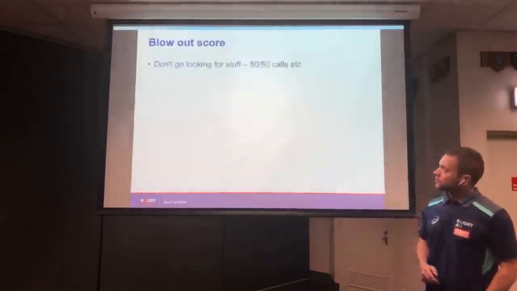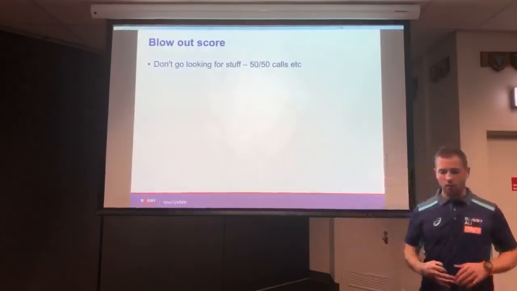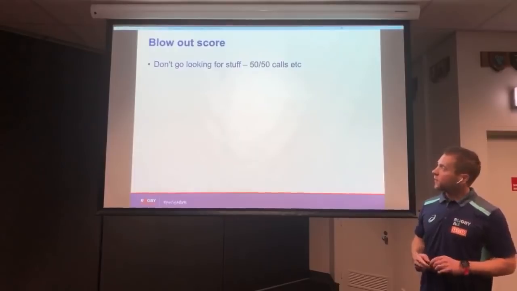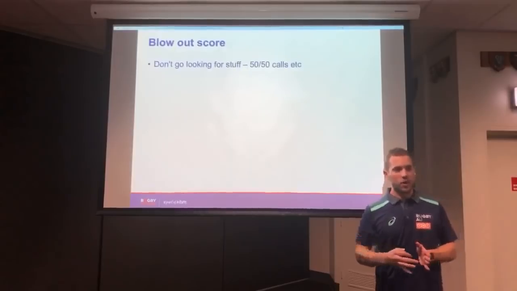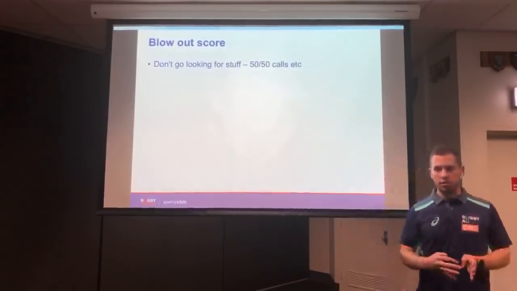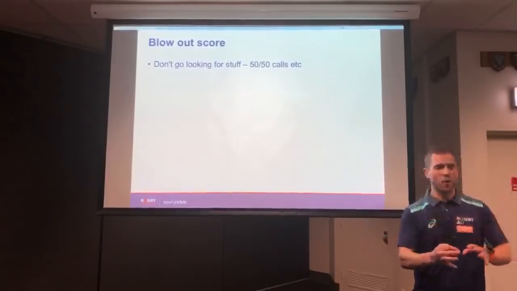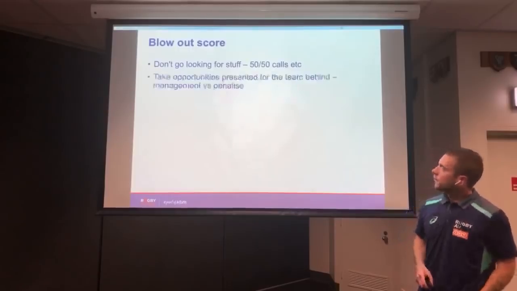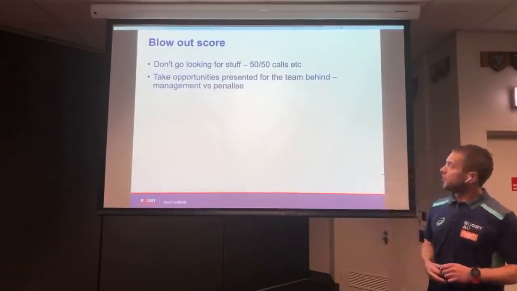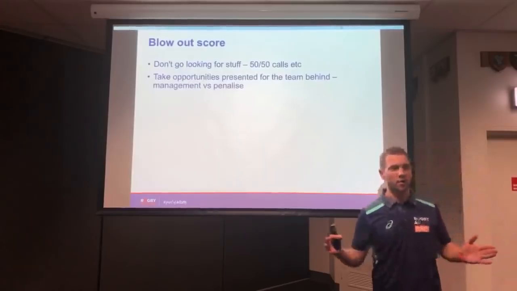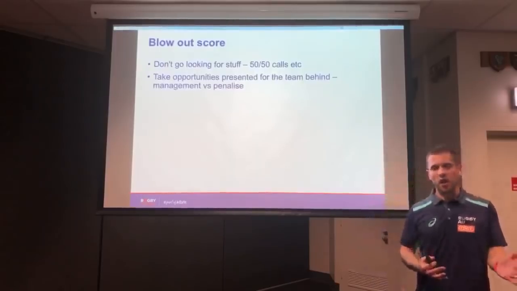Blowout in score. We looked at the earlier example where red were ahead by 65 points. It's not about looking for something, but it's about considering 50-50 calls. For us as a group, it completely changed our perspective on the game when one team was clearly ahead and we were late in the game. So what we all did, because all of us put up our hands, is we took opportunities that were presented for the team that was behind. The team that was trailing, we kind of said, oh, it's a 50-50, so we're just going to go with that.